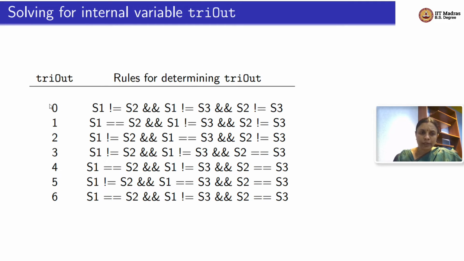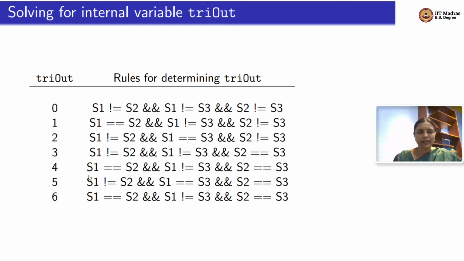So tryout will be 0 precisely when S1, S2, S3, remember, are short forms for side 1, side 2, side 3, precisely when S1 and S2 are not equal, S1 and S3 are not equal, and S2 and S3 are also not equal. Similarly, tryout will be 1 if S1 and S2 are equal, but the other two are not equal. Tryout is 2 if S1 is equal to S3, but the other two are not equal. Tryout is 3 if S2 equals S3, but the other two are not equal.